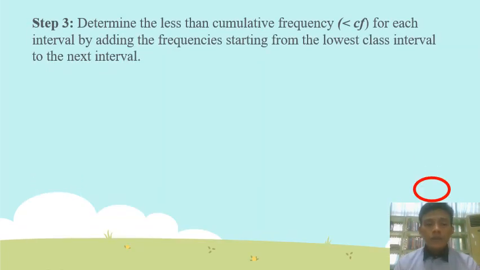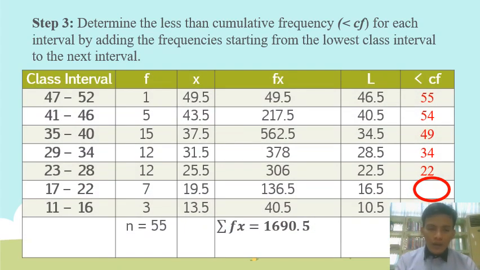Step 3. We need to determine the less than cumulative frequency for each interval by adding the frequencies starting from the lowest class interval to the next interval. So our lowest class interval from the frequency is 3. So you rewrite 3 here. Next, you add 3 and 7. So 3 plus 7, that will be 10. Next, 7.